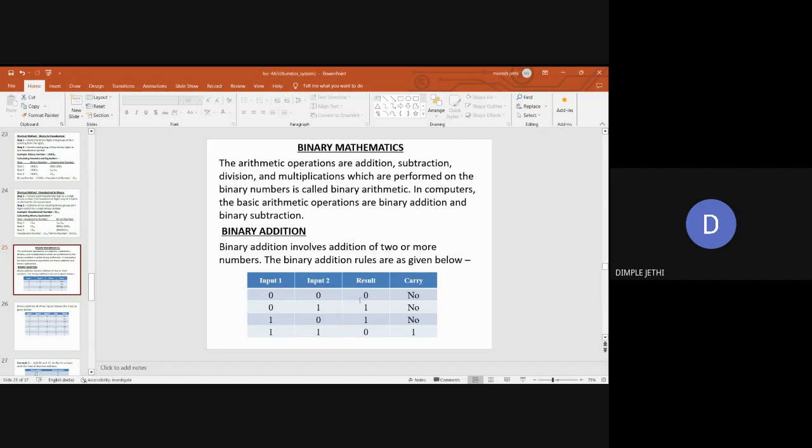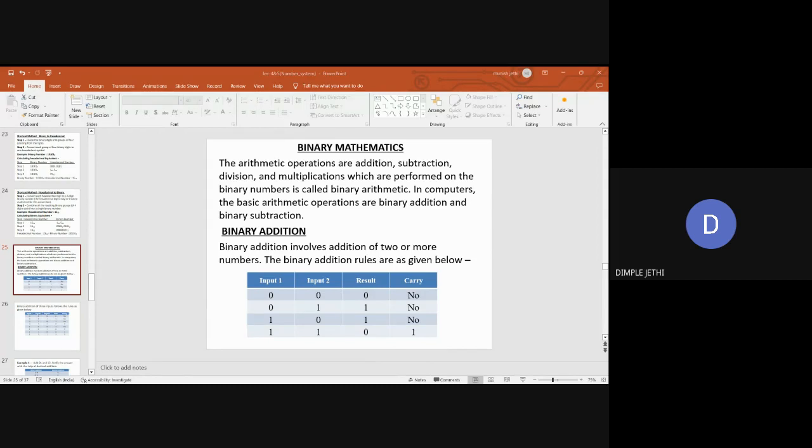0 plus 0, answer is 0, no carry. 0 plus 1, answer is 1, no carry. 1 plus 0, answer is 1, no carry. But if 1 plus 1, then answer is 0 and carry 1. Obviously, because when we are working with binary, it will have only 0 and 1. Okay, and like we do 7 plus 3, 10, so I will write 0 and carry will be 1. Same way, if both numbers are 1, then answer will be 0 and carry will be 1.